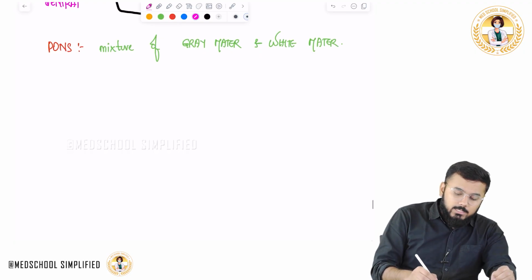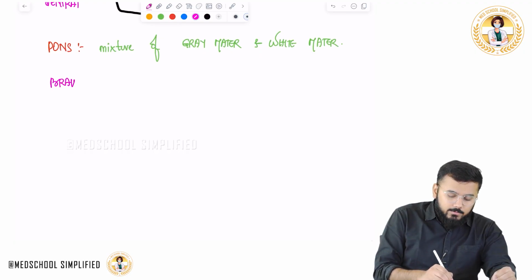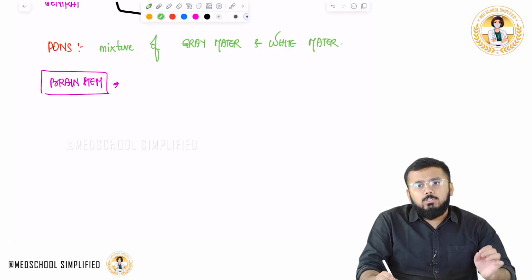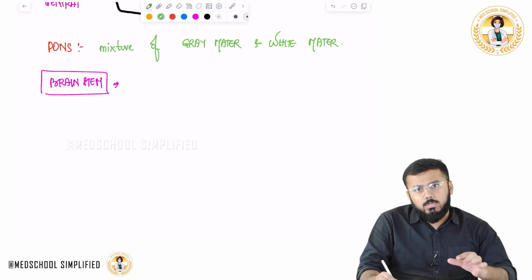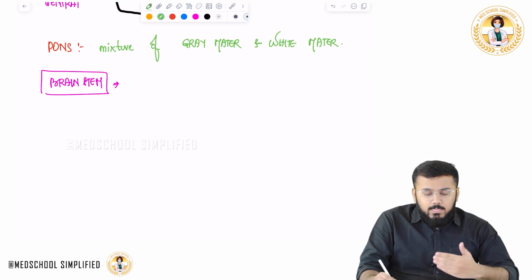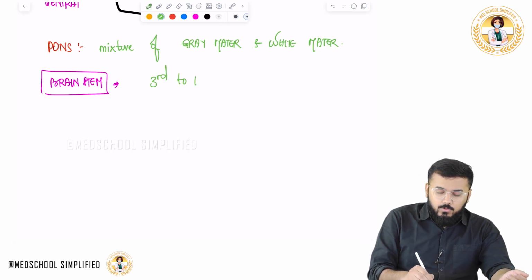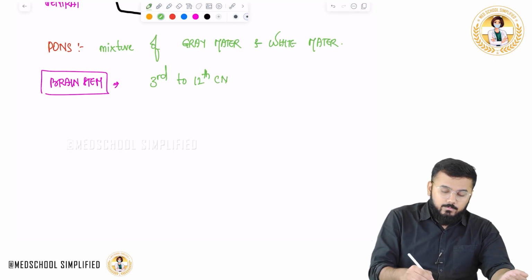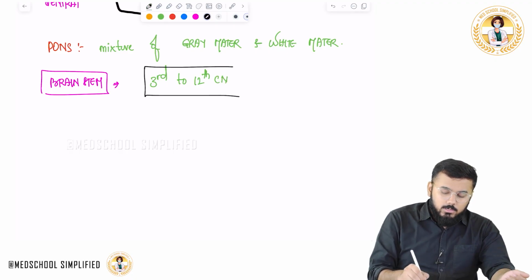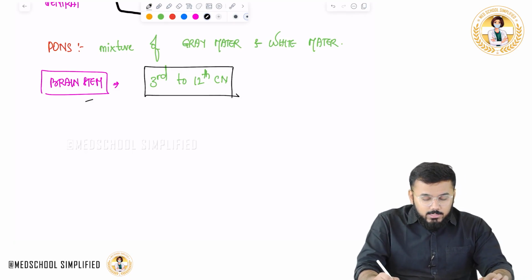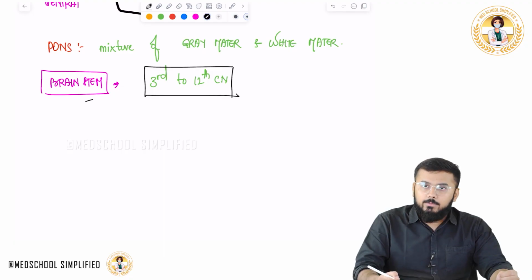Now in this entire brainstem, I have already discussed the cranial nerve nuclei and where they emerge from. Though just for revision purposes, I am telling you again that the brainstem starts all the way from the midbrain, pons and medulla oblongata. From the midbrain till the medulla oblongata, what cranial nerves start? The 3rd to 12th pairs of cranial nerves start within this brainstem. This is the discussion I have already given to you, right?